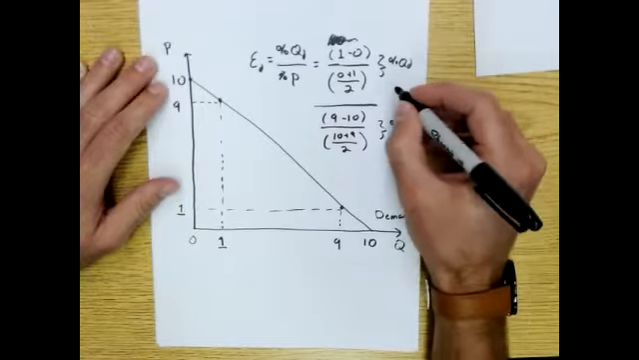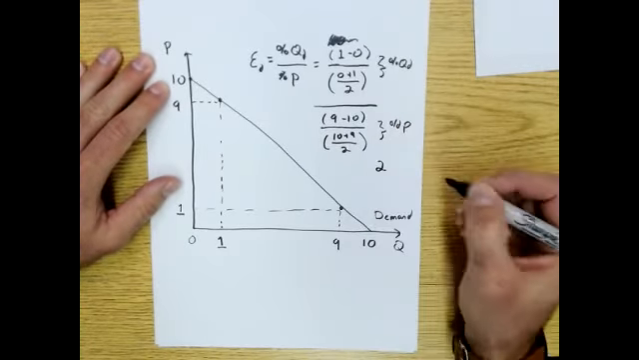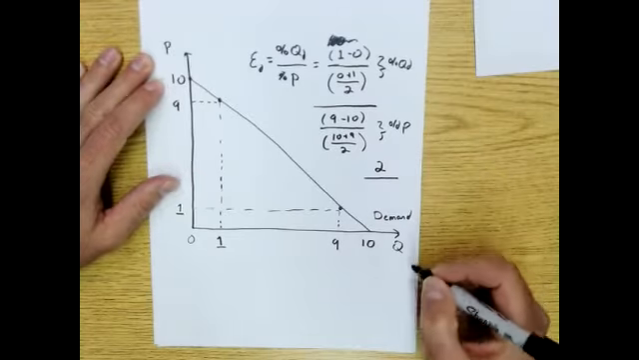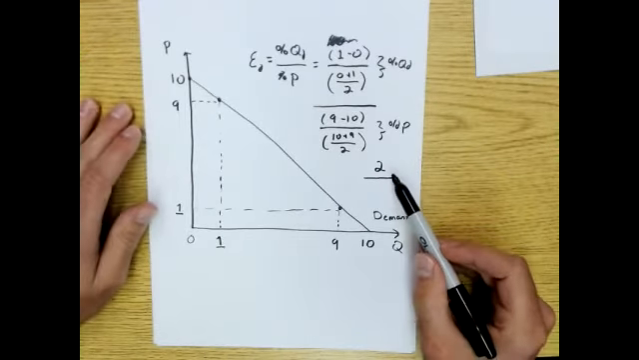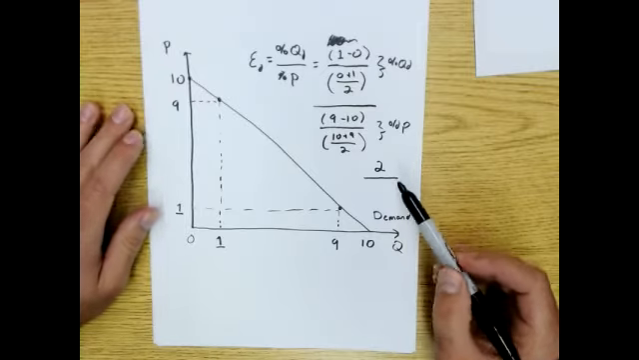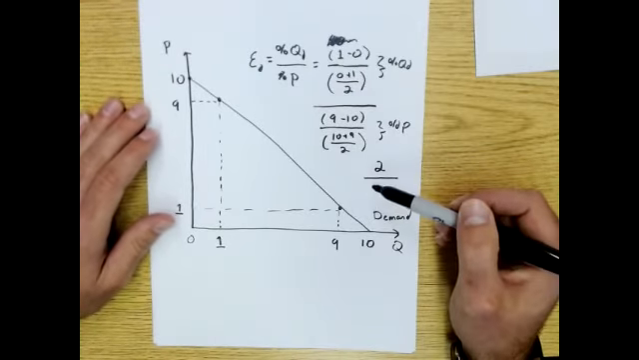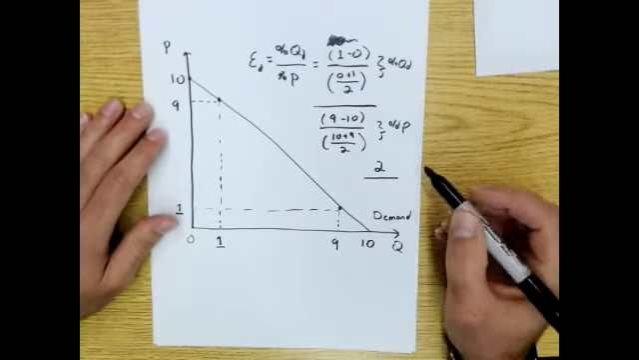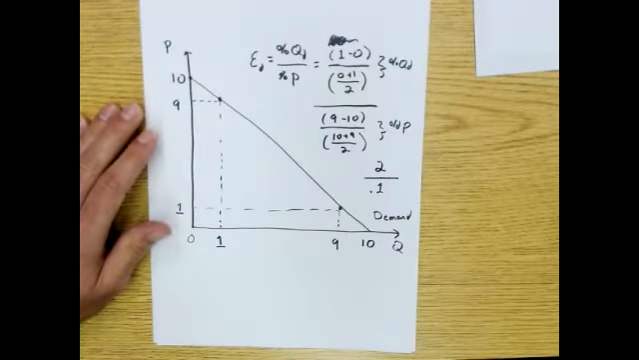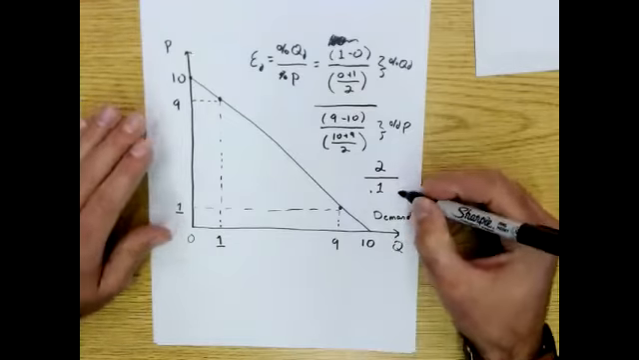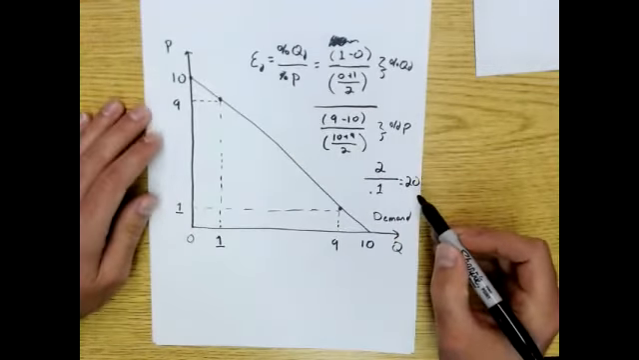So the percentage change in quantity demanded here, we end up with 2. And then I have the percentage change in price in my denominator. That percentage change in price would be approximately 0.1. There's more decimals, but you can see here we're going to get an elasticity of demand of 20. So very, very high.